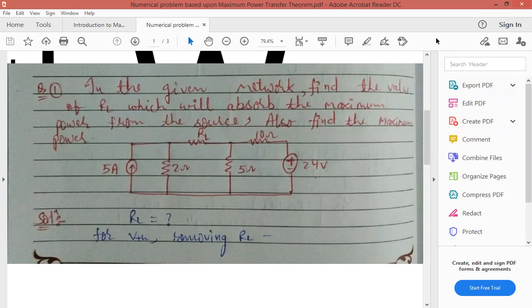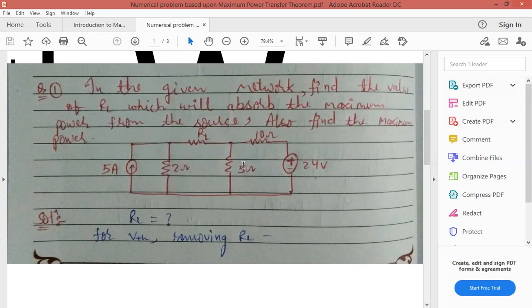University. Today I will discuss a numerical problem which will be based on the Maximum Power Transfer Theorem. So let's start. The question says, in the given network, find the value of RL which will absorb the maximum power from the source. Also find the maximum power. This is the given network.